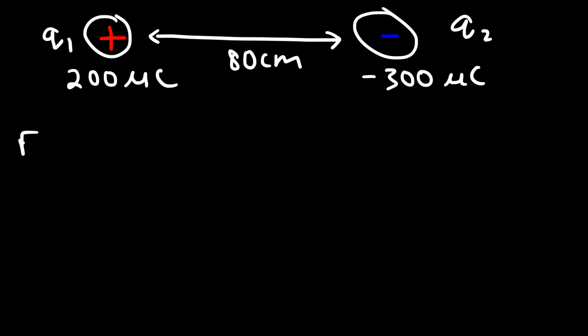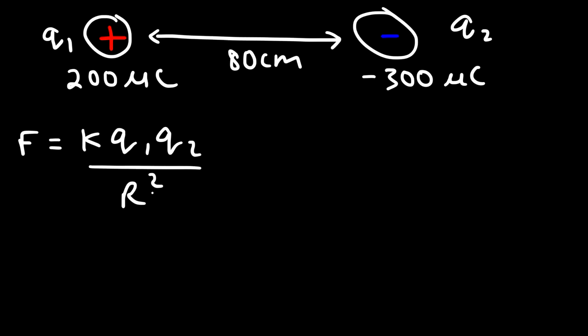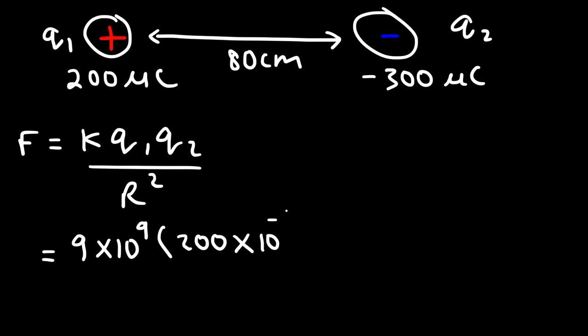So we could use this equation. F is equal to K Q1 Q2 over R squared. Feel free to pause the video and try this. So K is 9 times 10 to the 9. Q1 is in microcoulombs. Micro is 10 to the negative 6. So 200 microcoulombs is going to be 200 times 10 to the minus 6 coulombs.